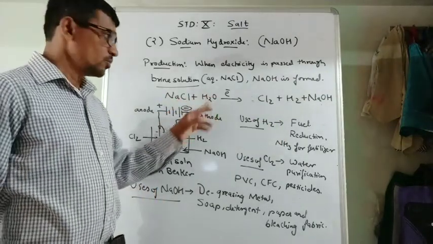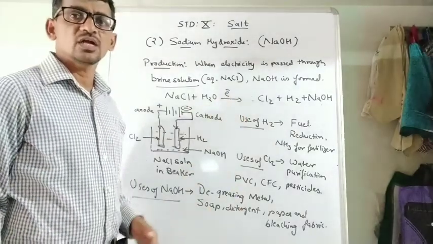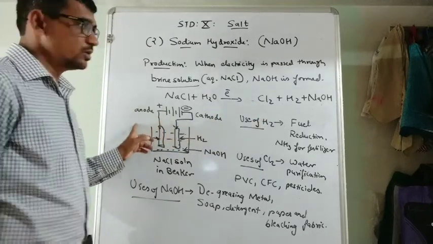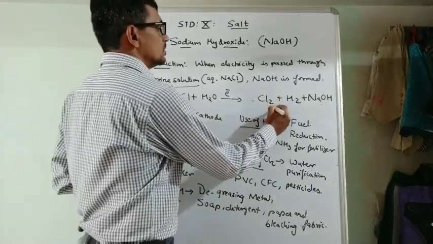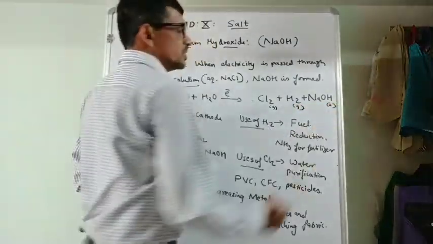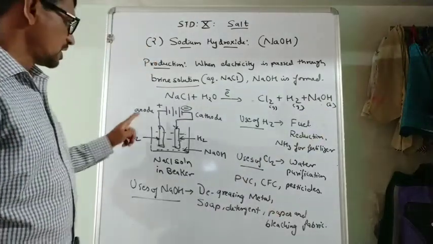NaCl in water, you pass what? Electricity, or you do electrolysis. Then chlorine gas will be produced at the anode and hydrogen gas is produced at the cathode. And residual NaOH, sodium hydroxide, is formed.